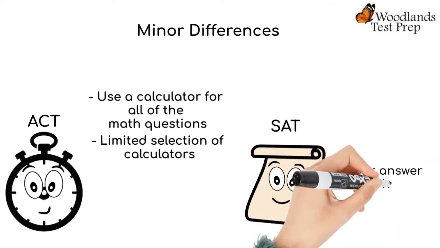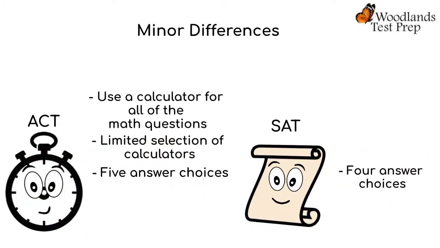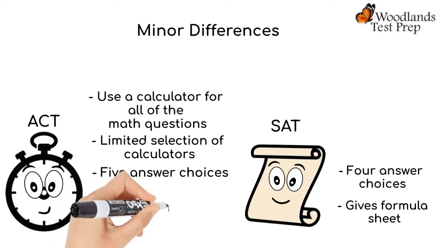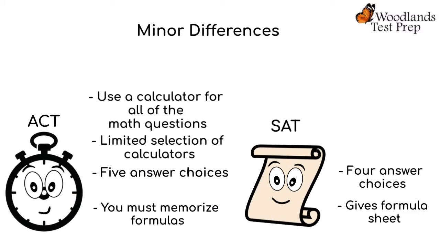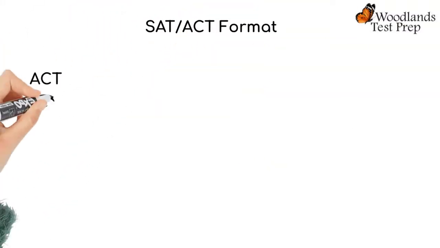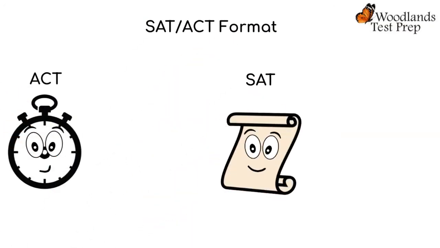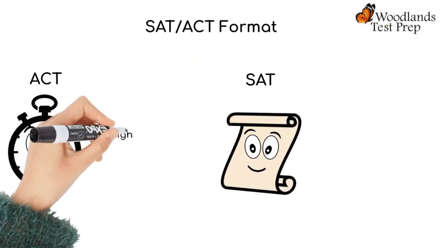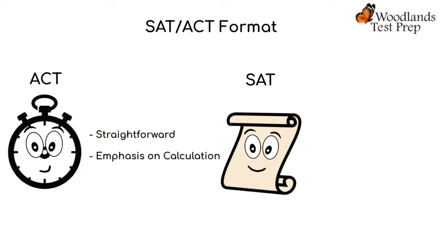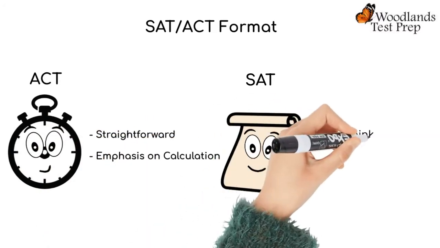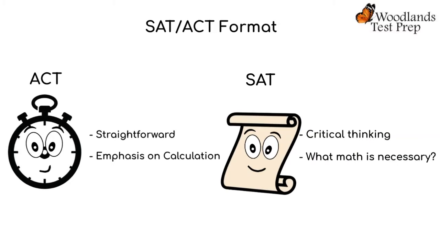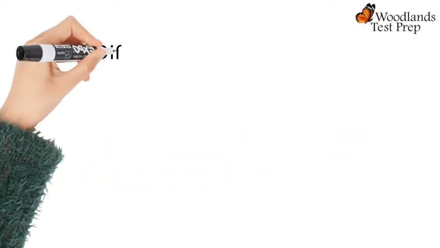Also, the SAT has 4 answer choices, whereas the ACT has 5. The SAT gives you a formula sheet with a lot of geometry formulas, although ironically tests you on very little geometry, whereas the ACT gives you 0 formulas, so you need to memorize what you need to know ahead of time. Overall, in terms of structure, as we've discussed in other videos, the ACT is way more straightforward and has a bigger emphasis on calculation, whereas the SAT puts more emphasis on critical thinking and figuring out what kind of math needs to be done.